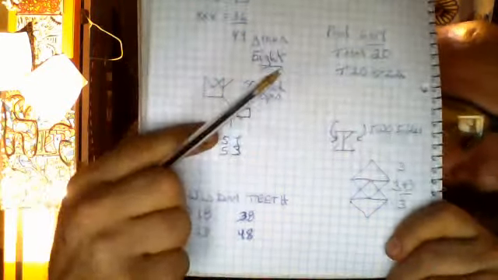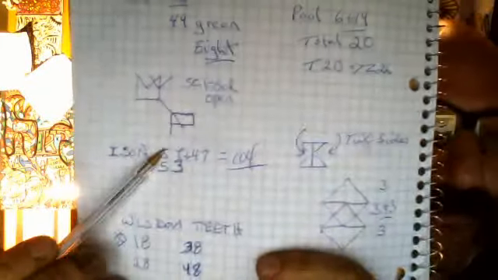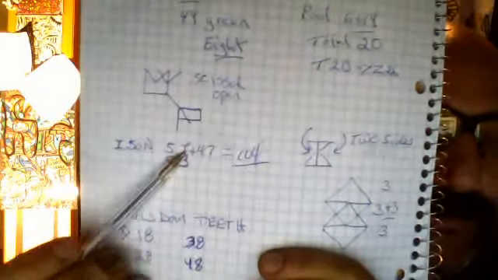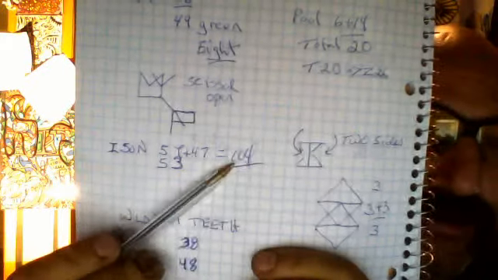Now there's other ways to create Ison. I told you this becomes 47. So 47 plus 57 equals 104. 5 times 7, 5 plus 7 equals 47. Now we have 104, 10, 4. JD.